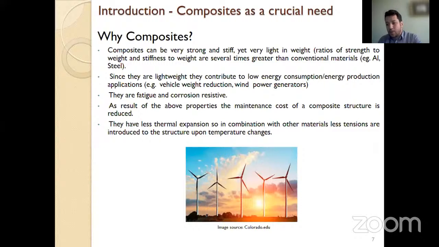So why composite? Composites can be very strong and stiff, yet very light in weight. Ratios of strength to weight and stiffness to weight are several times greater than the conventional materials, for example aluminium and steel. Since they are lightweight, they contribute to low energy consumption, in energy production also, and application. Example, vehicle weight reduction, wind power generators. They are fatigue and corrosion resistive. As a result of the above properties and characteristics, the maintenance cost of the composite structure is reduced. They have less thermal expansion, so in combination with other materials, less tensions are introduced to the structure upon temperature changes.